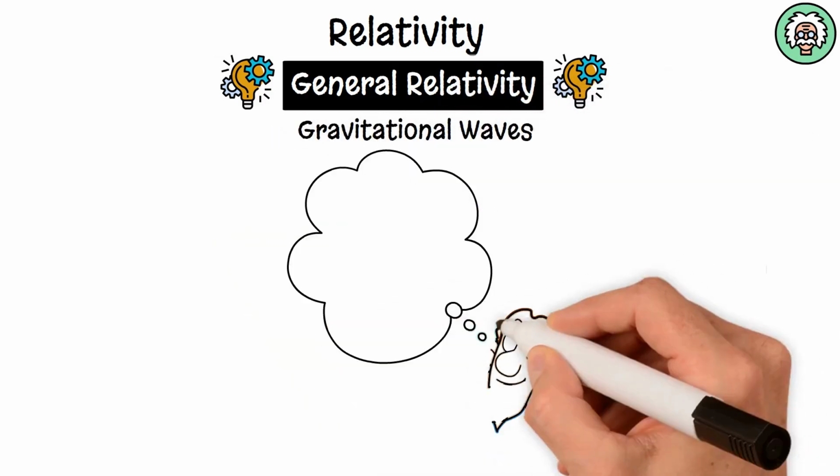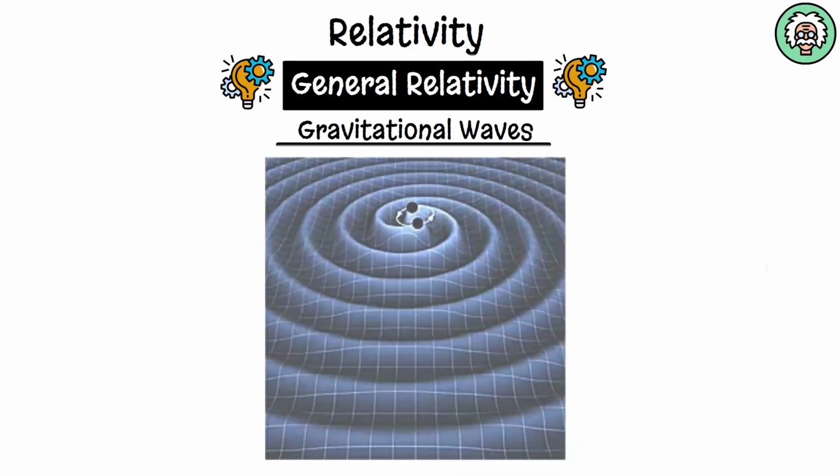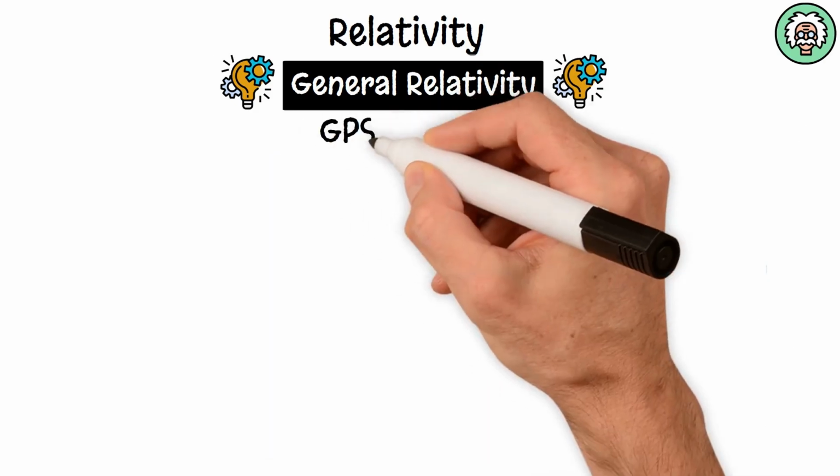Gravitational waves. Imagine throwing a pebble in a pond. The ripples that spread out are like gravitational waves. These are ripples in spacetime caused by energetic events in space, such as two black holes colliding.